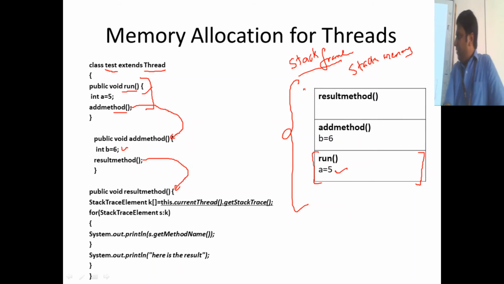So I have this function, get stack trace. For a thread, I can get the stack trace, in the sense it will print all the methods called from the run method. So I'll share this slide with you. Maybe you can go and execute this code. You can see it will print the stack trace: run, add method, result method. Like that, for every thread you can print the stack trace.